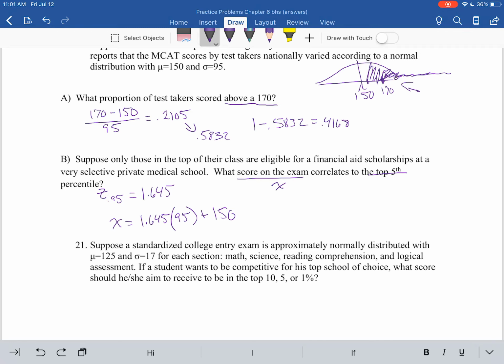We write all that out, calculate it. Remember, if you put all this in the calculator, make sure you use your parentheses appropriately. If you don't, your calculator could calculate things wrong for you. So just remember your Please Excuse My Dear Aunt Sally, or break it apart piece by piece and do it yourself. And then the score in the exam that you need to be in the top 5 percentile is 306.275.